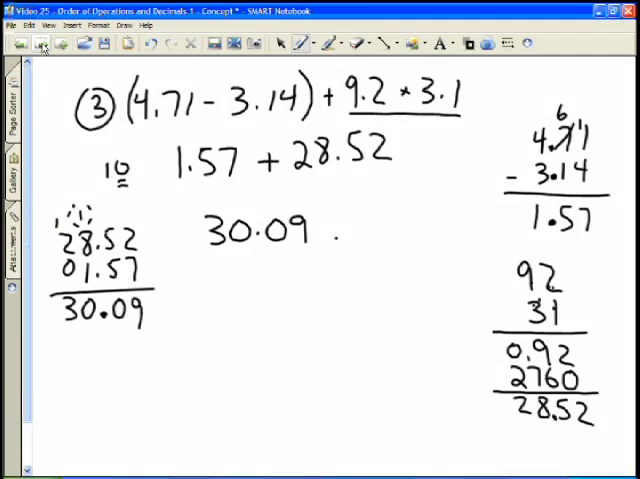So that gives you a little bit of an idea of how we sort of put decimals and order of operations together in sort of one larger problem.